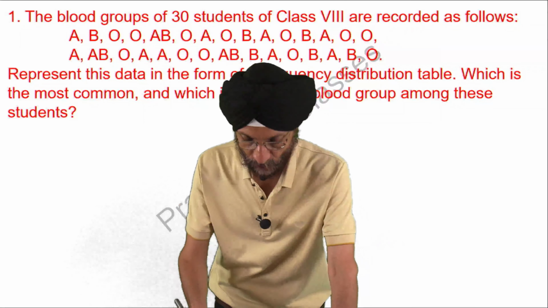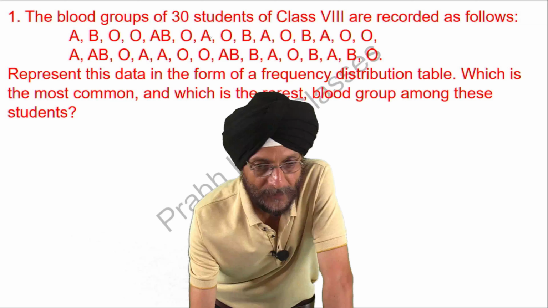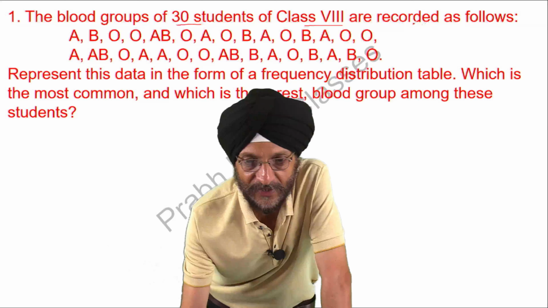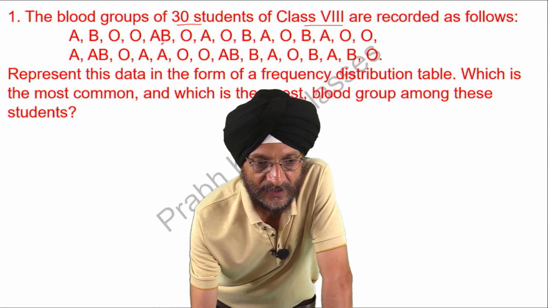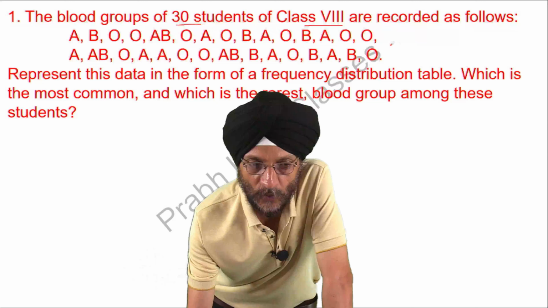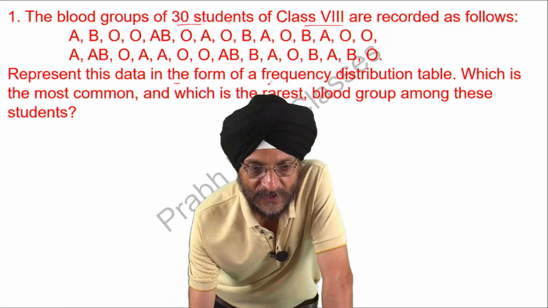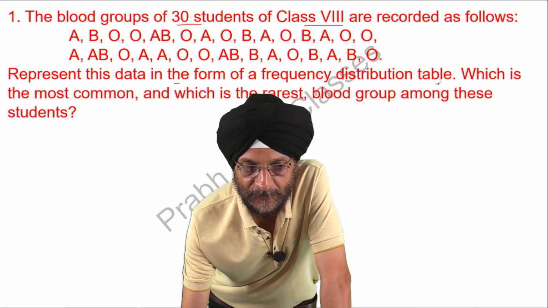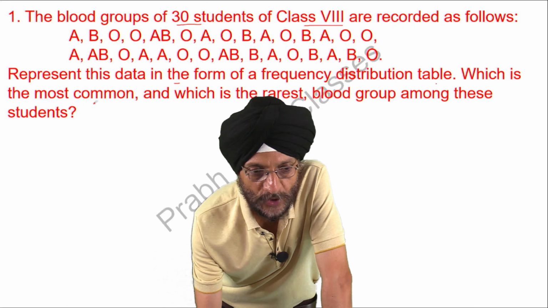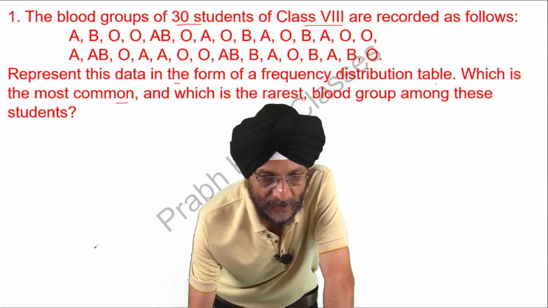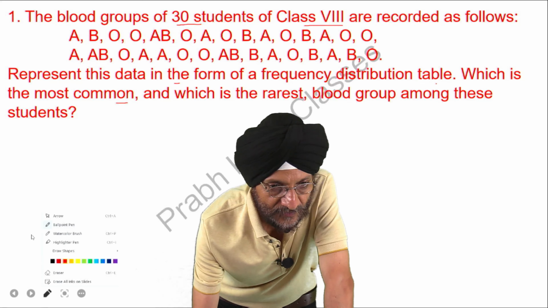Now the question before us is: the blood groups of 30 students of class 8 are recorded as follows: A, B, O, and so on. Represent this data in the form of a frequency distribution table. Which is the most common and which is the rarest blood group among these students?